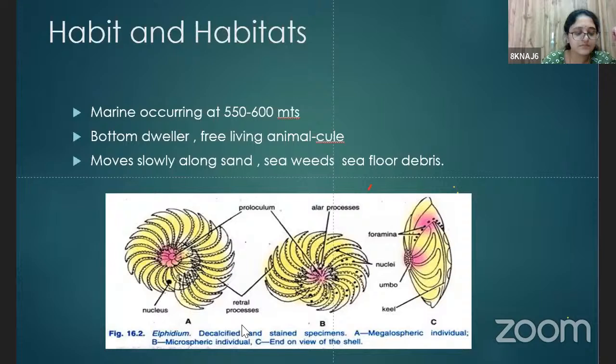Now, when it comes to nutrition or the mode of feeding, the pseudopodia have a sticky surface because of mucus. So food particles present in the water currents get stuck to the pseudopodium because of its sticky nature. Then digestive enzymes present in the mucus layer itself help in the digestion. This process completely occurs outside the shell.